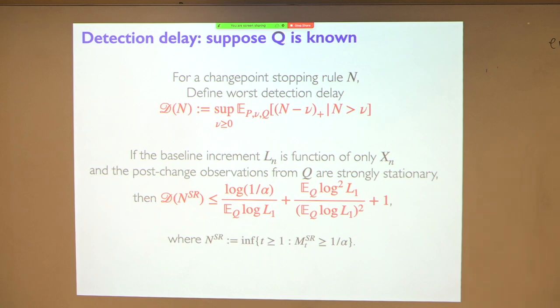It's the right term that appears here, and then there's some second-order term which I'm not sure is optimal or not, but so far I've just focused on the first-order term. I think it's already interesting that for these non-parametric problems you can get the first-order term correct.